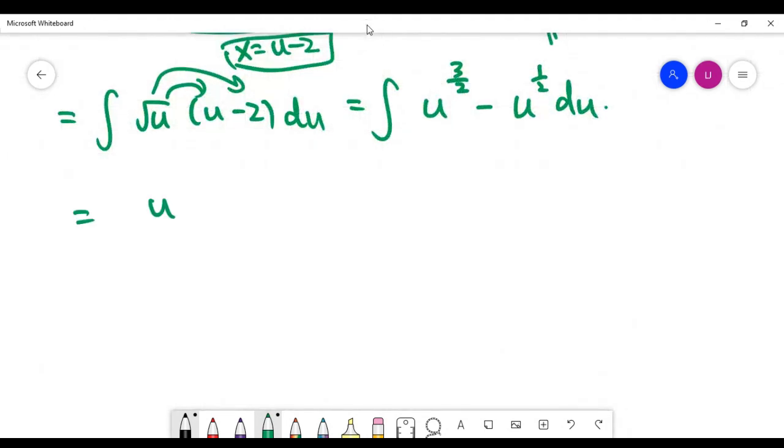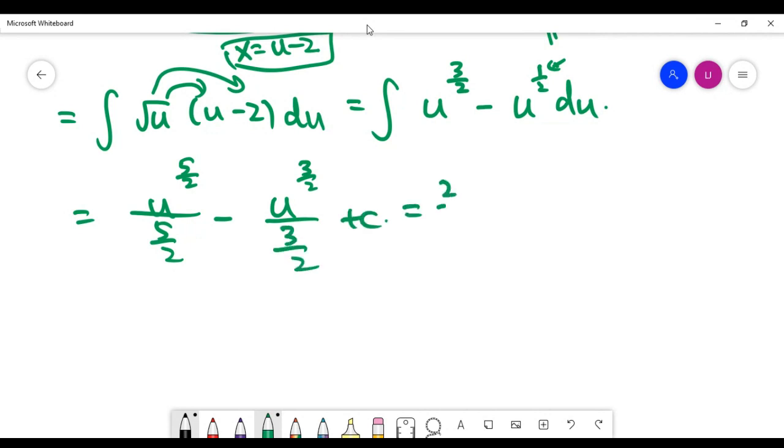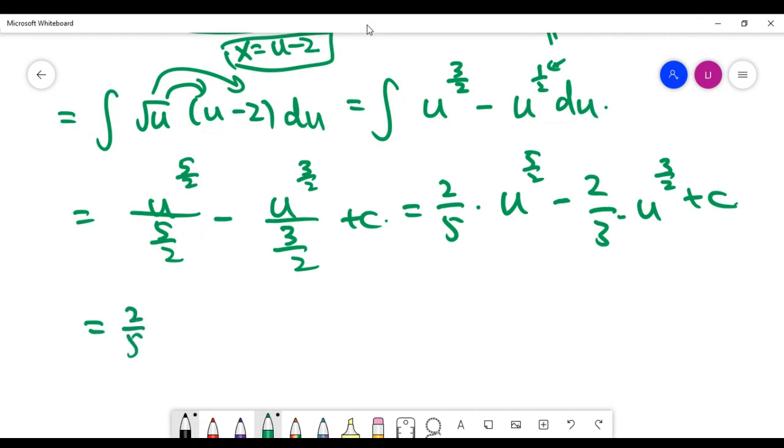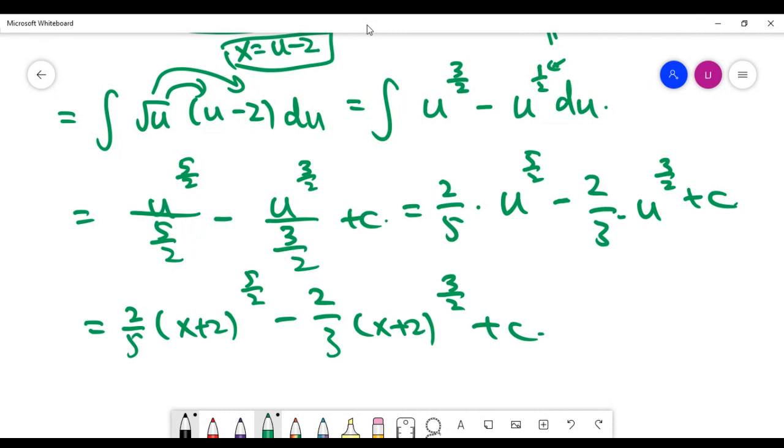So for the first term, it becomes u to the power 5 over 2 divided by 5 over 2. The next term, if I use the power rule again, it's going to be the power is increased by 1 from 1 over 2, which is 3 over 2. And you have to divide it by the same factor, like this. And it means the answer is 2 over 5 times u to the power 5 over 2 minus 2 over 3 times u to the power 3 over 2 plus c. And please recall from the beginning that u is actually the same as x plus 2, right? So I can write our answer here. So it's basically the final answer to this problem.